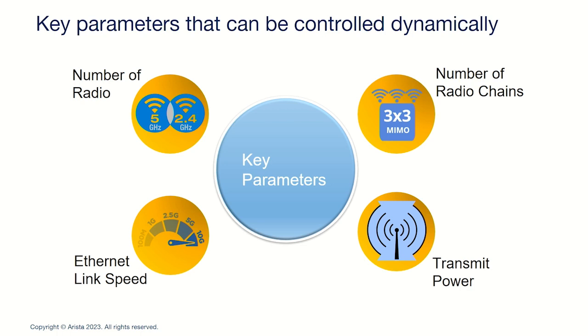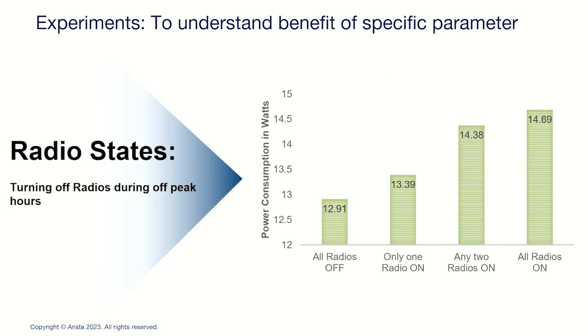So with that, we started an experiment to understand how we can tweak each component and what the benefit of each component is. For radios, we turned off all the radios and saw what the power consumption of the AP was. Incrementally, we started turning on each radio one by one, then two, which is a combination of any radios, and then all the radios. You can clearly see, if you turn off even a single radio, there is a saving of 0.5 watt and maximum up to 1.3 watts.